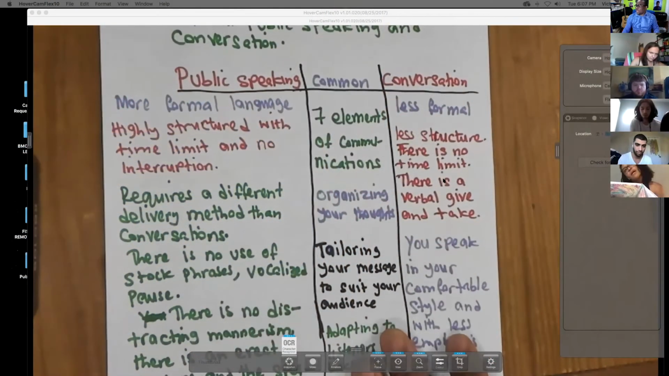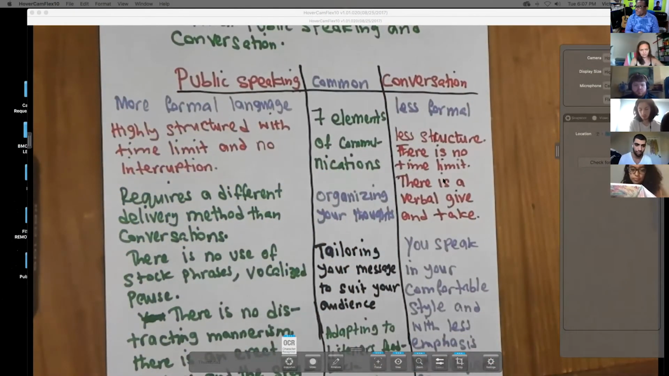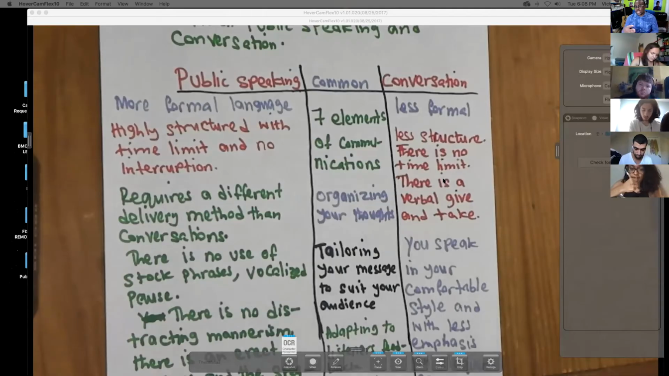Okay, the next thing is conversation requires a different method. When we talk about method, we're talking about how you speak, how you say things. So in public presentation, there's no stock phrases. There's no, you know what I mean? No, we don't know what you mean. When you say you know what I mean, you're telling your audience that you don't know what you mean. You're asking your audience to help you. Your audience is not there to help you out. You are the expert. That's why they're there to listen to you.